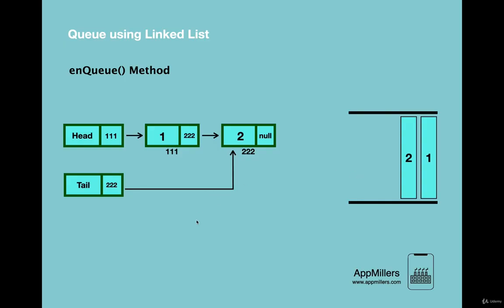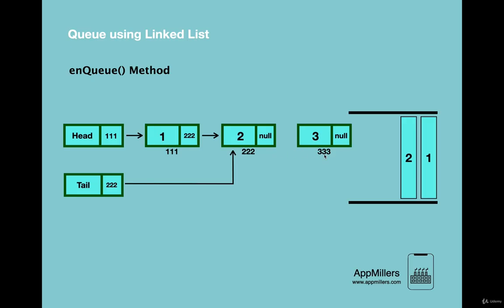So let's try to add one more element to this queue. Once again, the steps are the same. We need to create a new node and then assign a value to it. In this case, the value of this node is 3. Then we need to create a link between the last node and this newly created node. How can we create this link? If we set the next reference of the last node to the physical location of the newly created node, we can create a link between them.